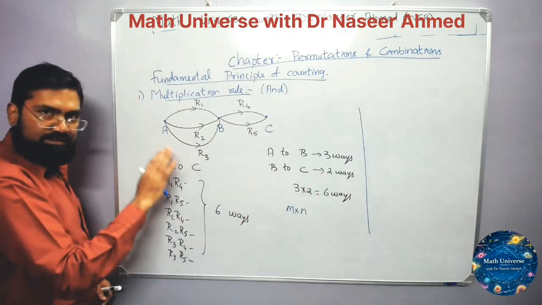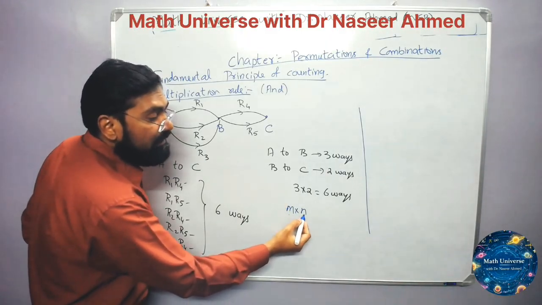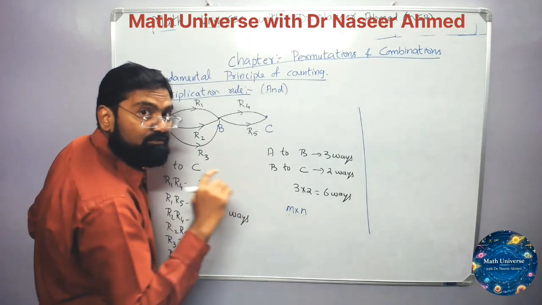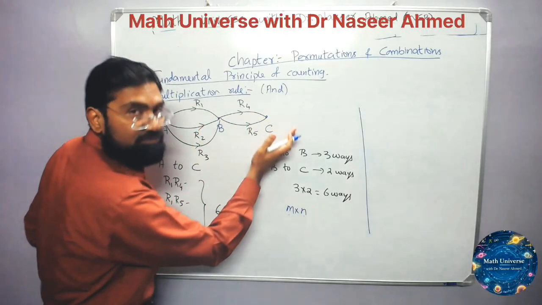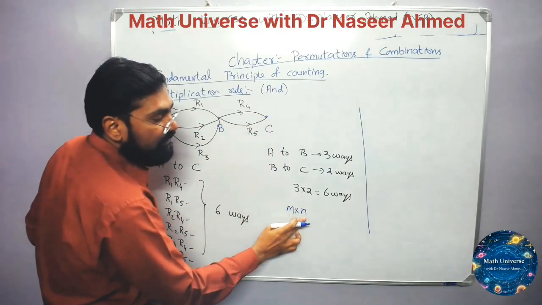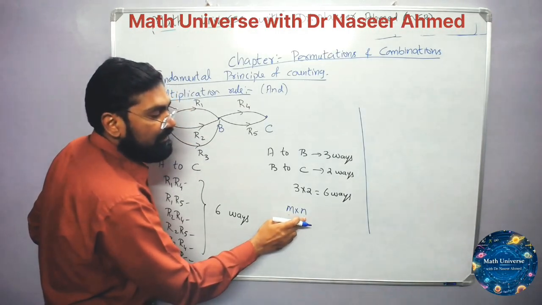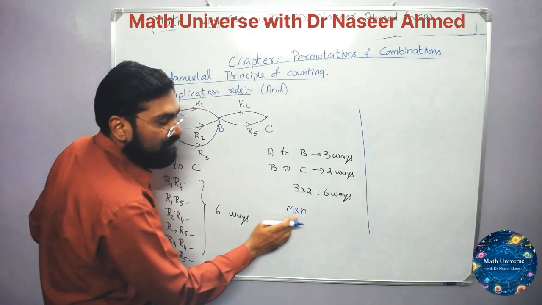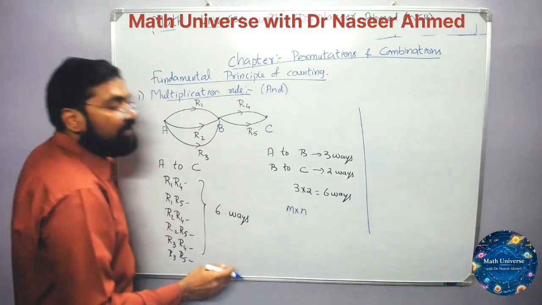What does the multiplication rule say? If an event can occur m ways, followed by another event occurring n ways. I use the word followed, nothing but first this should happen. After this has happened, the next event should also happen. Okay? Then, if an event can occur m ways, and another event can occur following this in n ways, then the total number of ways is m into n.